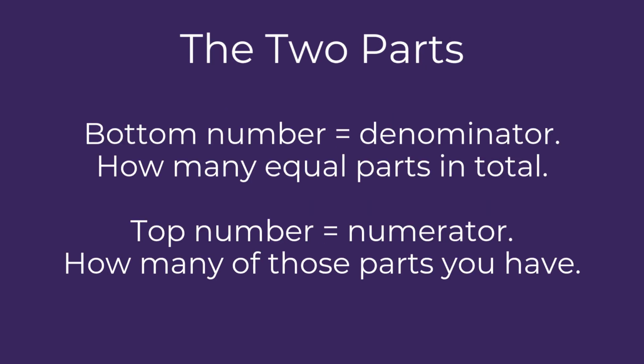Every fraction has two numbers. The bottom number is the denominator. It tells you how many equal parts in total. The top number is the numerator. It tells you how many of those parts you have.